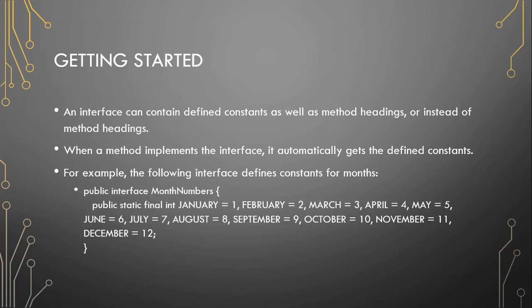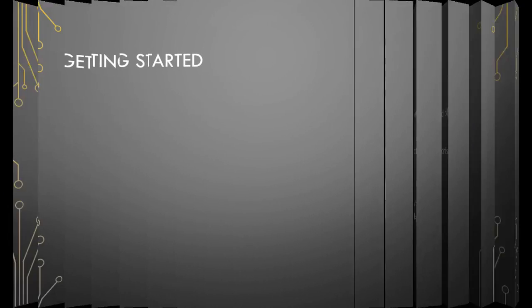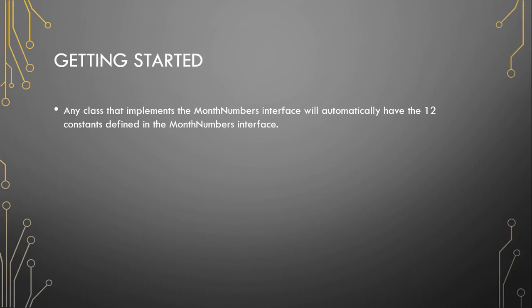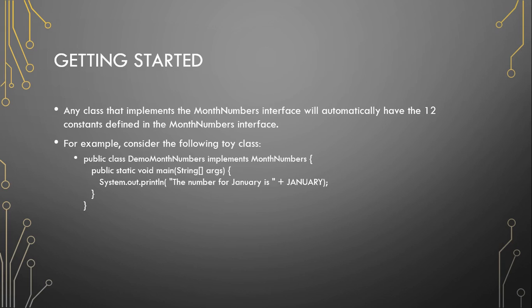For example, the following interface defines constants for a month. Public interface MonthNumbers, public static final int JANUARY = 1, FEBRUARY = 2, MARCH = 3, etc., all the way down to DECEMBER = 12. Now, any class that implements the MonthNumbers interface will automatically have the 12 constants defined in the MonthNumbers interface. For example, consider the following toy class.